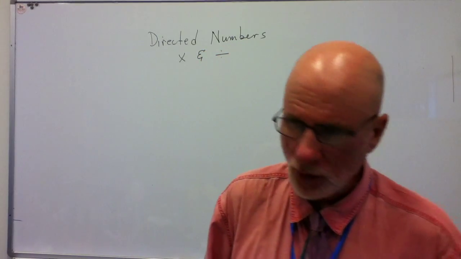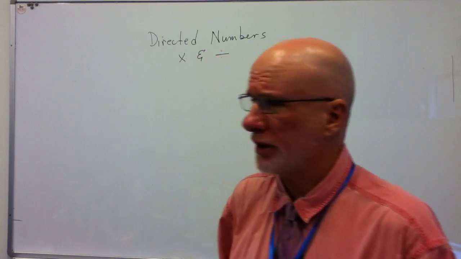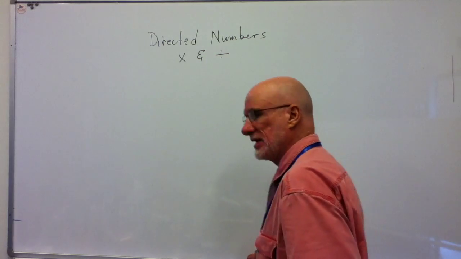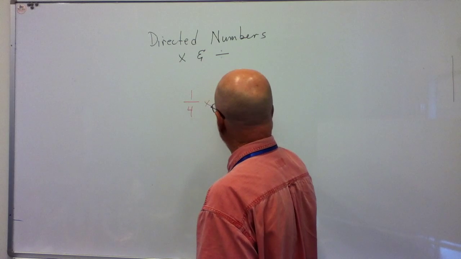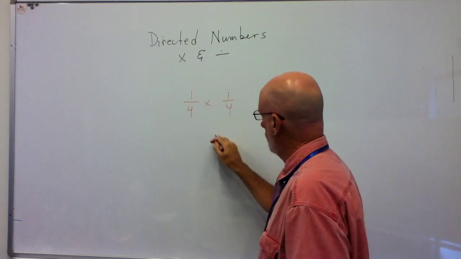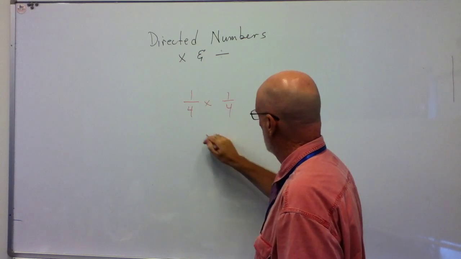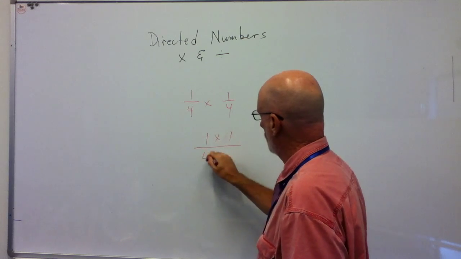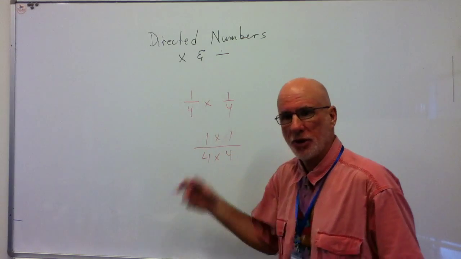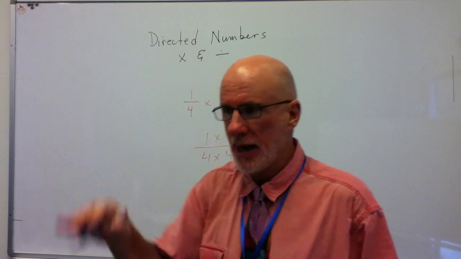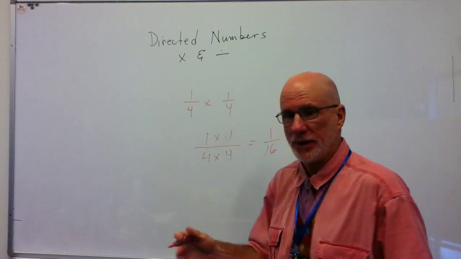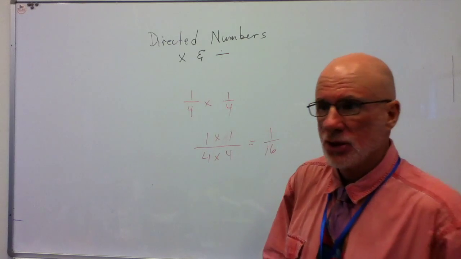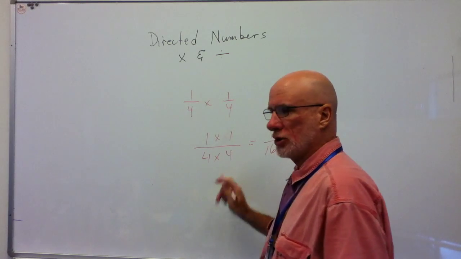So the rules are the same. 2 times 3. For instance, if I said to you 1/4 times 1/4, you would say 1 times 1 equals 1 over 4 times 4, right? You can multiply the numerators and the denominators. Okay, and that's going to equal 1 over 16, etc. Yes? Yes.